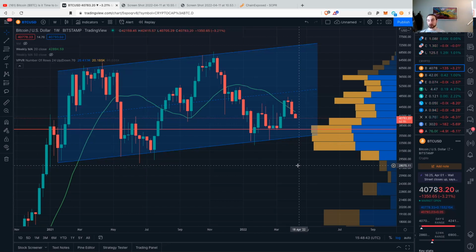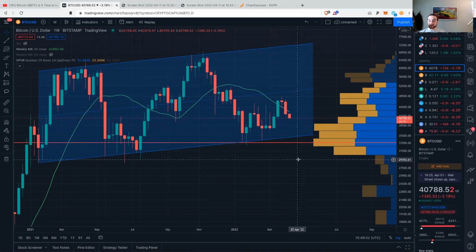What's another important level to watch? If 39K does not hold, and it very well might, but if 39K does not hold, what would be another level to watch to the downside? What I would be watching then would be the lower bound of this macro channel that I've had drawn in for a few months now and that you might have seen pop up in previous videos.